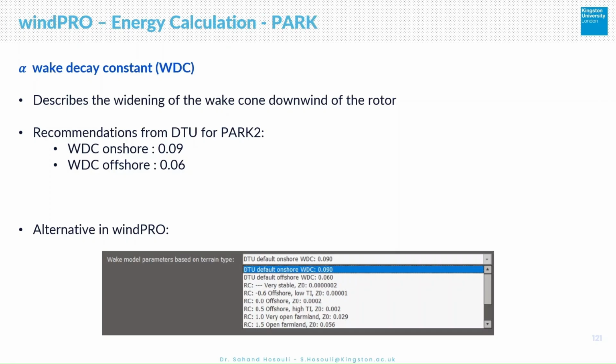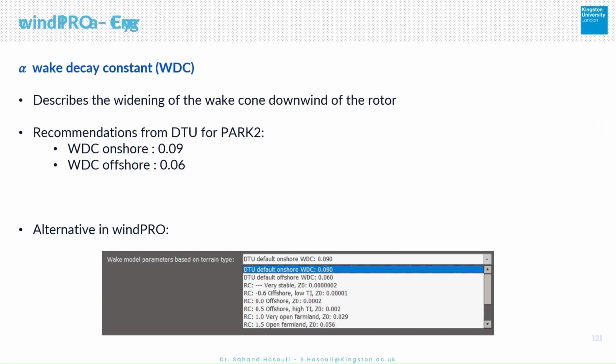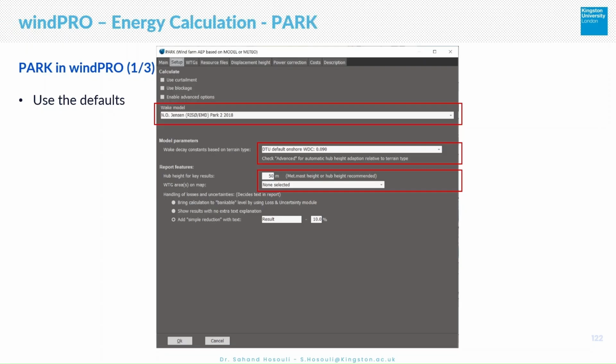Each model has its own wake decay constant, as you can see from the formula, alpha, which describes the widening of the wake cone downwind of the rotor. The recommendation from the developer, the Technical University of Denmark, for Park 2 is that for onshore we use an alpha of 0.09, and for offshore we use 0.06. Other values are available for the wake decay constant, WDC alpha, so you can pick them based on your preference, but we're going to use the DTU default onshore WDC of 0.09 because our wind farm is onshore as well. We're going to keep everything default. We're going to select the model.